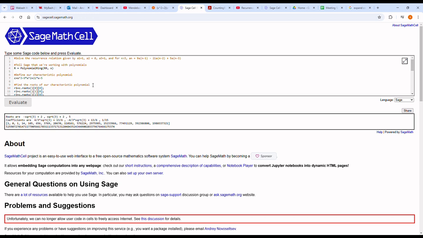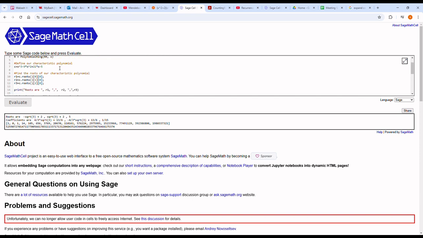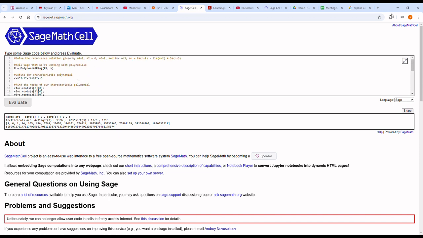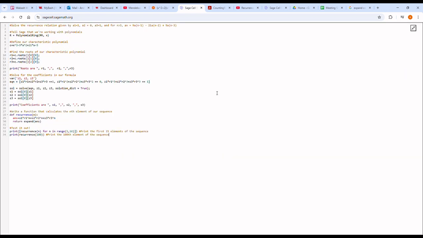In this video, we're going to talk about how you can use Sage to create a rather reusable bit of code that will enable you to easily find the explicit or closed form expressions for recurrence relations. So here we are going to take a look at an example.